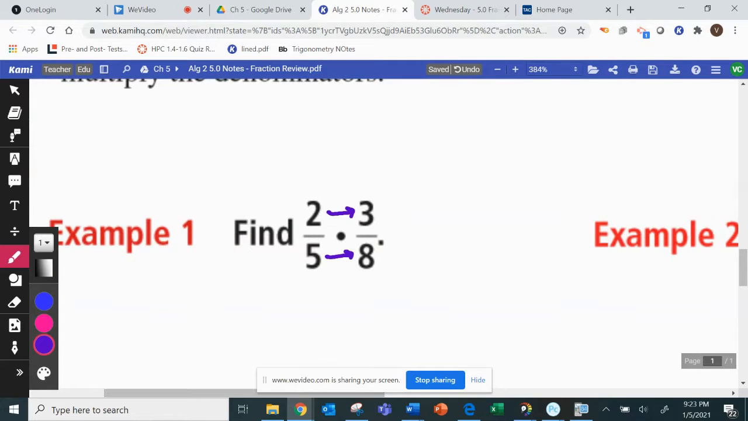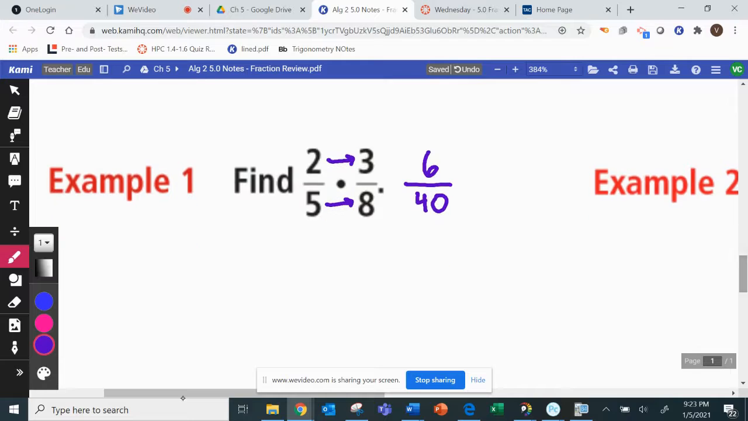So what we do not need is a common denominator. 2 times 3 is 6, and 5 times 8 is 40. Now, what we need to do is see if this is in simplest form, or can it reduce? Can we reduce the fraction?